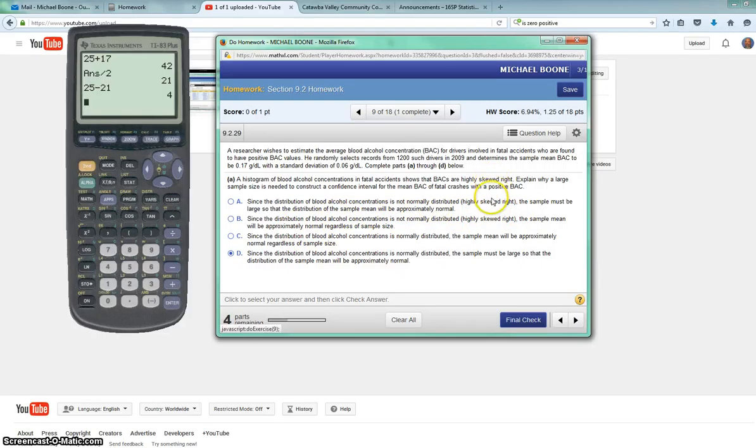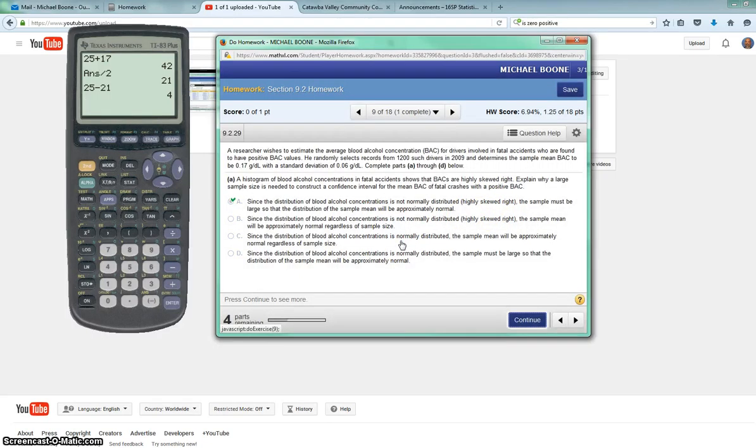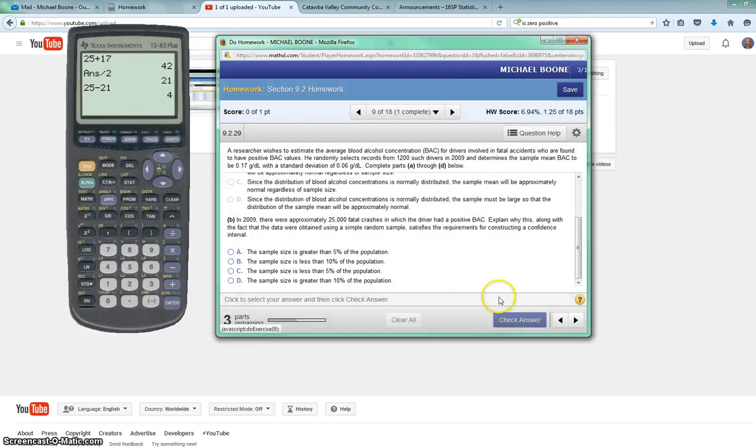So again, it's skewed. We said it was skewed, but it must be large enough. Apologies. So again, it is skewed because it said it was skewed, but if we have a large enough sample size, then we can assume normality. So again, we're looking at some of these criteria. So again, is it 5%, 10%? Is it greater than? Is it less than? So those things are the criteria.